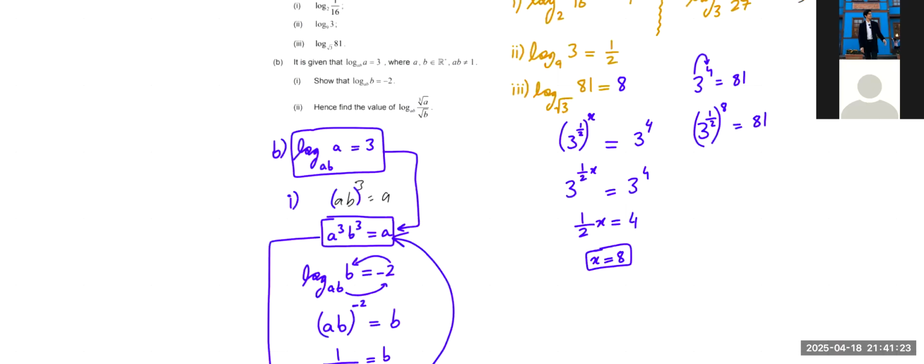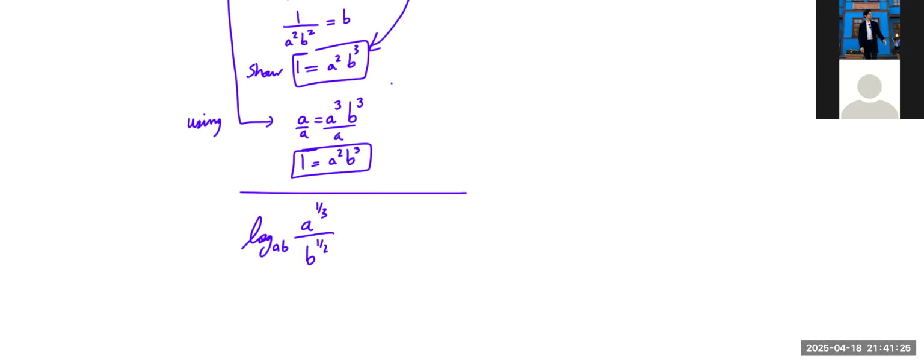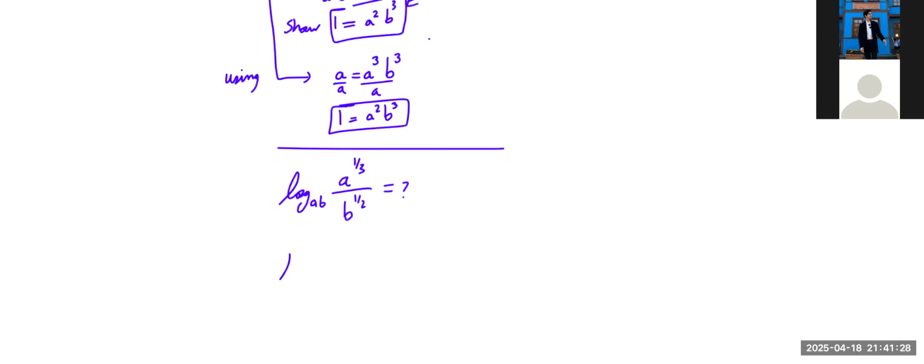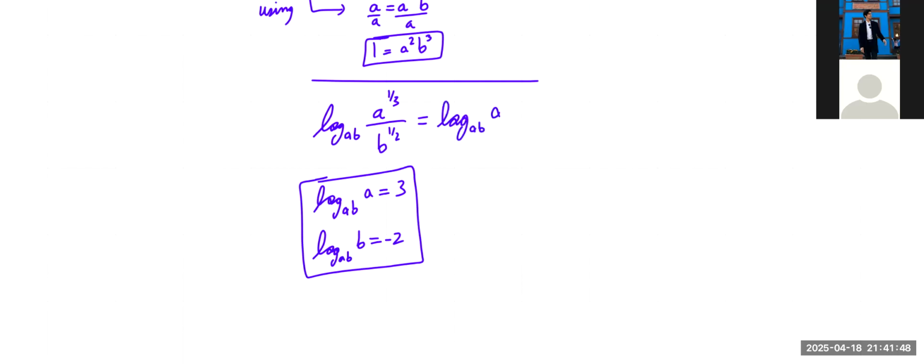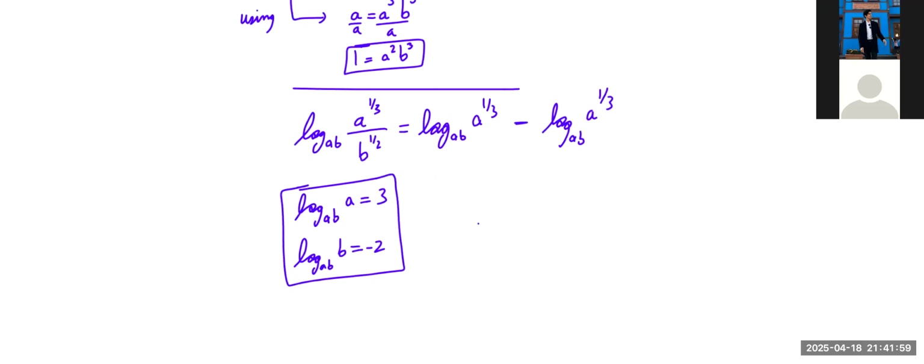And all we know is that, okay, what do we know? We know that log base ab of a is 3, I think. And log base ab of b is negative 2. So these are the things we know, and this is the thing we're trying to find. Now, the first thing I'll do is write this log down as two separate logs that are being subtracted from each other, because it's the same thing, isn't it? Now we have this. That's b to the power 1 over 2.